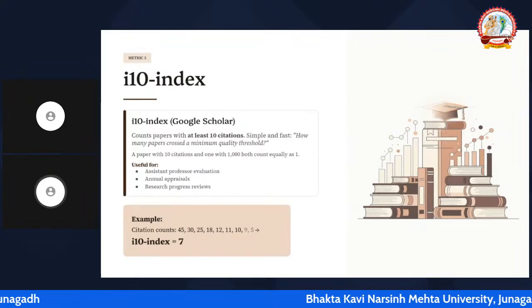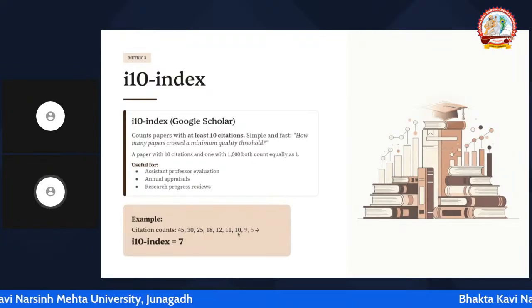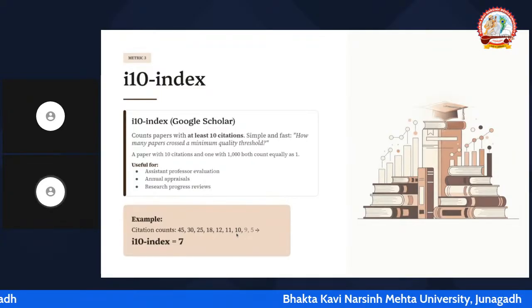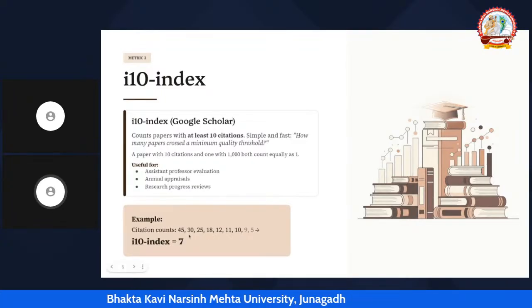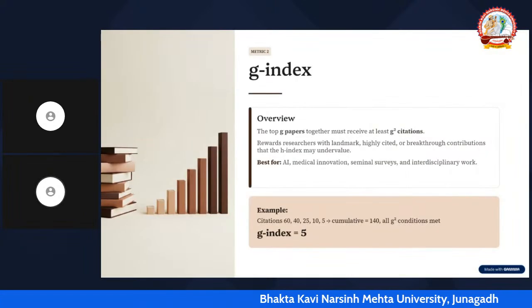How can you identify the i10 index? Memorize one rule for understanding: the number of papers that have received at least 10 citations. So we have seven papers. They have identified that they have a total of seven papers with at least 10 citations.